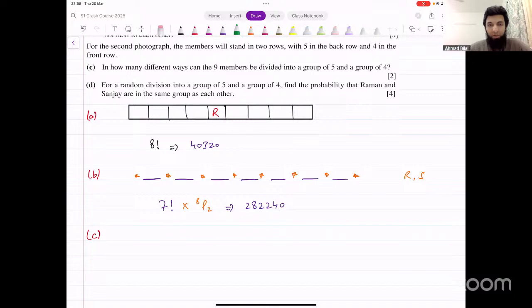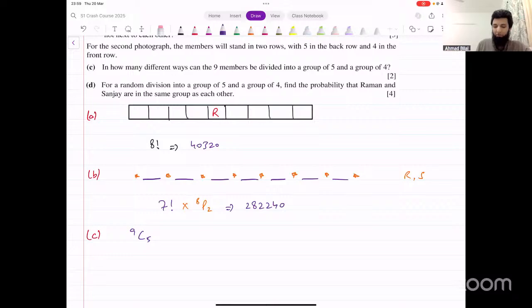Combination, right? We're talking about grouping them. Arrangement does not matter. So there are 9 people. We have to divide them into 2 groups, one group of 5 and the other group of 4. So that's going to be 9C5. We select 5 out of those 9 people and put them in one group. And that's going to be enough, right? When we put 5 people in one group, it's understood that the remaining 4 people are going to be in the other group.